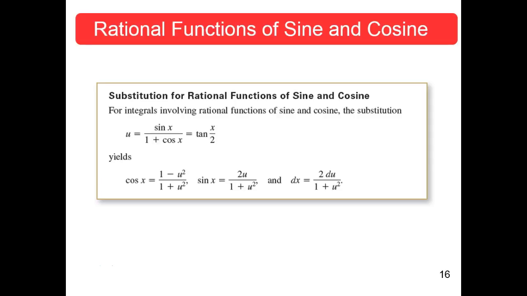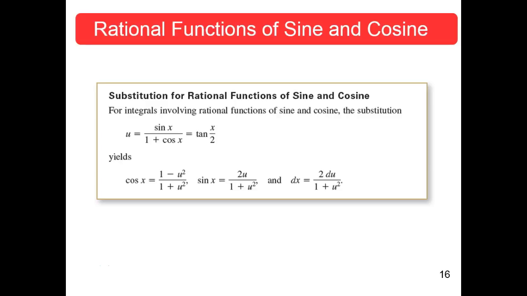And if you do that substitution, cosine x, which you're going to solve for, would be 1 minus u squared over 1 plus u squared. No, I'm sorry, that's what cosine x is. This is sine x, and there's your dx. Yeah, right. Okay.